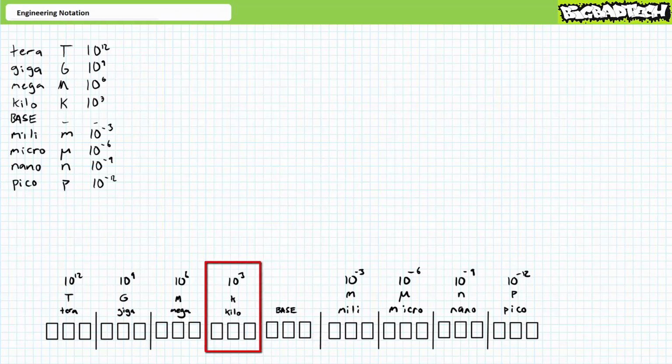The next larger prefix to the left is kilo. The next larger prefix to the left is mega. The next larger prefix to the left is giga. The next larger prefix to the left is tera. Our last set of example problems dealt with these larger numbers.